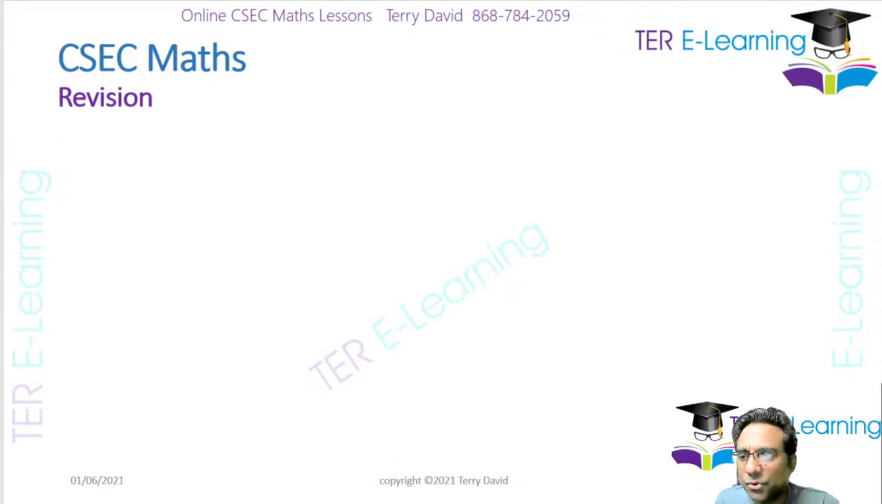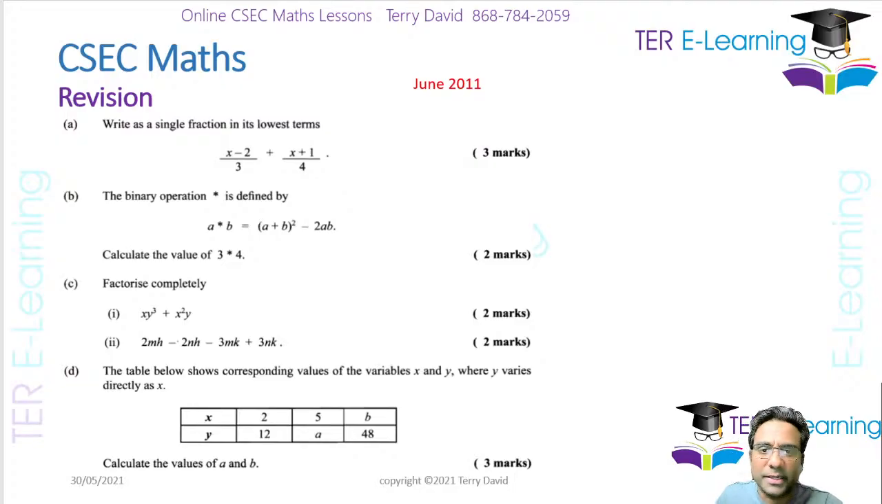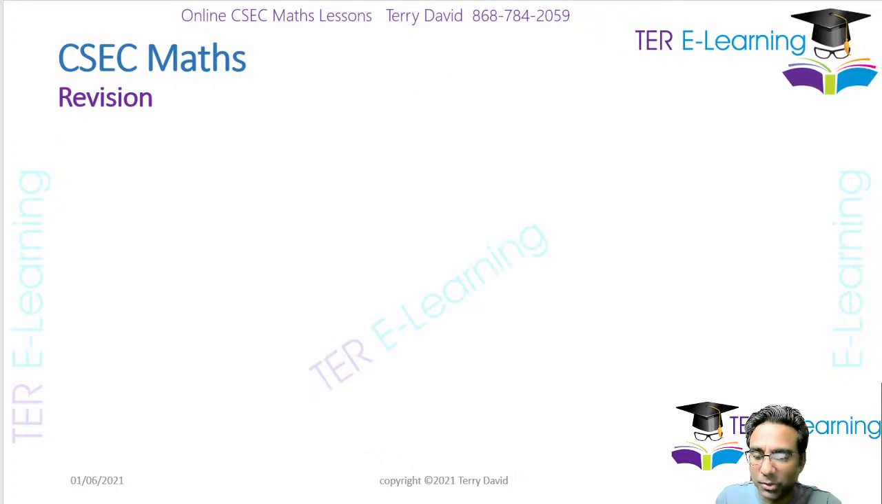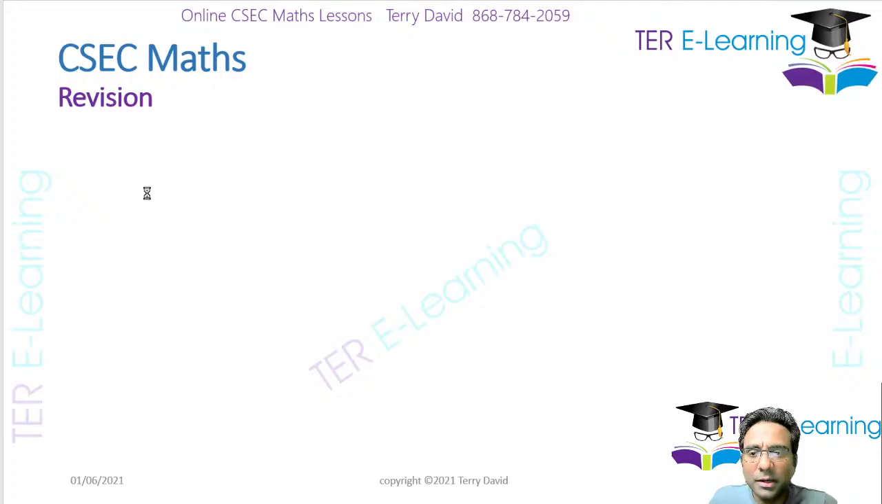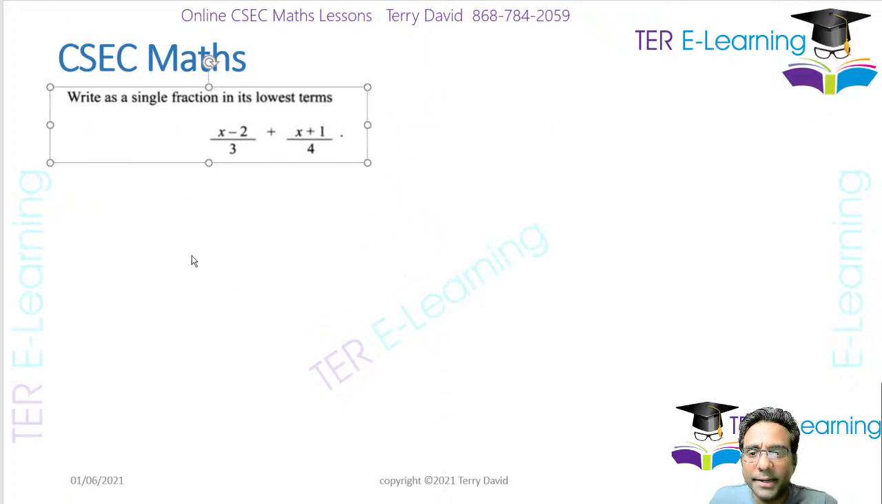All right, so I'm going to jump to a question here, right? I'm going to jump to 2011 here. Hold on. All right, so the first part here, we want to write as a single fraction, right? So this is June 2011 here. All right, so for my students, most of the recent papers, we've done those papers in class, right? So you want to write this as a single fraction in its lowest terms.